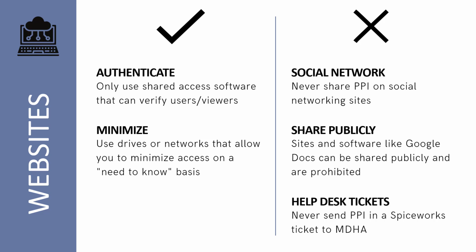Additionally, ensure that client PPI cannot be shared publicly by the software or sites that you use. Things like Google Docs can be shared to personal email addresses and have links that allow public viewing, so they are strictly prohibited. Finally, when submitting a Spiceworks help desk ticket to the HMIS team, be sure to exclude any client PPI that might be in your email or in your screenshots.